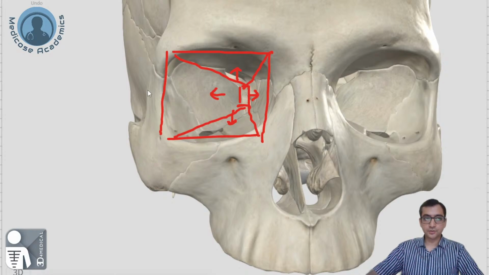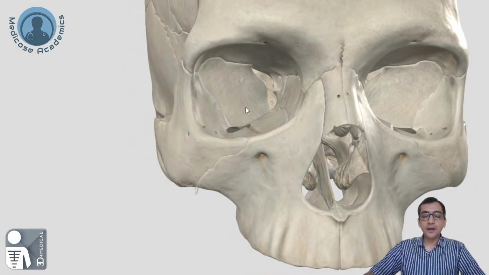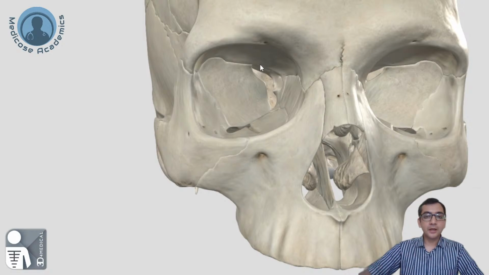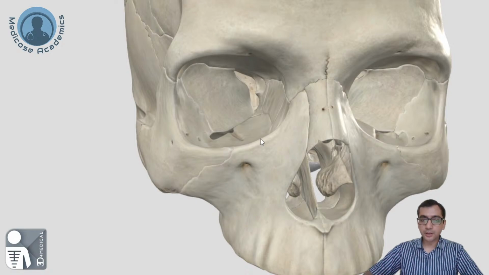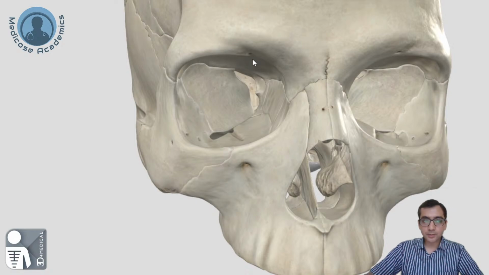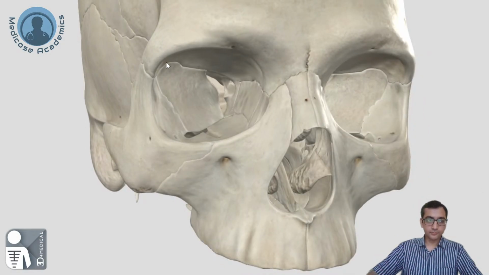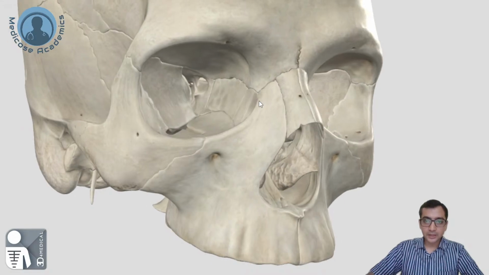So how is this orbit formed? Let's jump into it. You can put the answers in the live comments here. So which structures are forming the superior margin of the orbit? So here is the superior margin of the orbit. It is being formed by which bone? You can use the abbreviations here. It is being formed by this frontal bone only. So this frontal bone is making the superior margin.